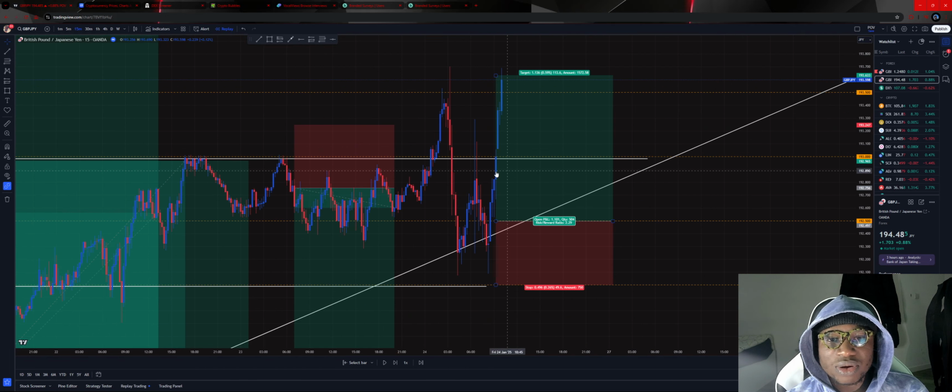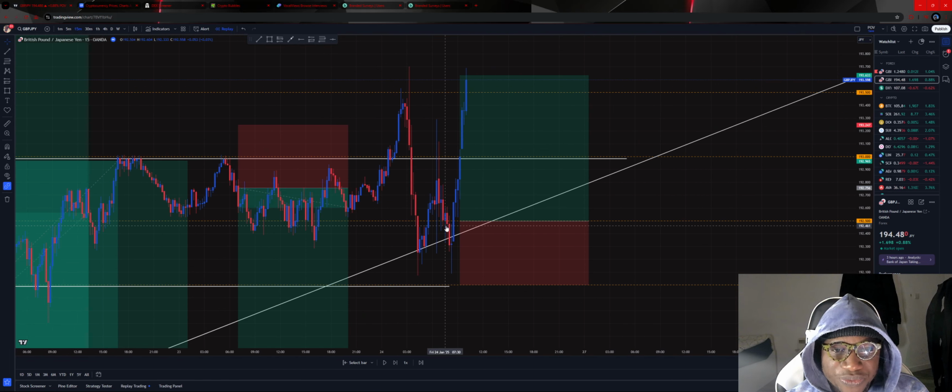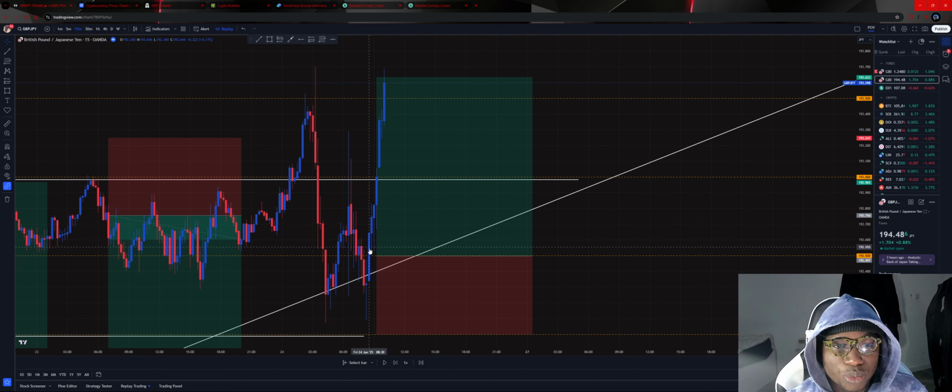So when market created this structure, before this last candle opened up, I already entered a trade, and now in my strategy, I need to see a bullish confirmation before I take in a trade.